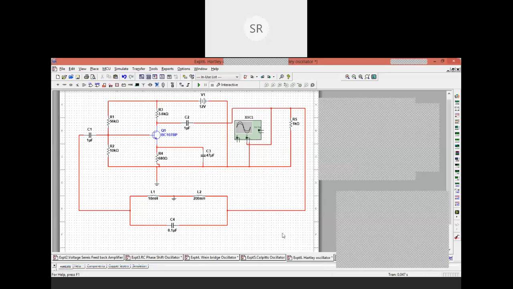Okay, Abbas Ali, proceed to the fifth experiment. Okay, right. Your fifth experiment is the Colpitts oscillator.